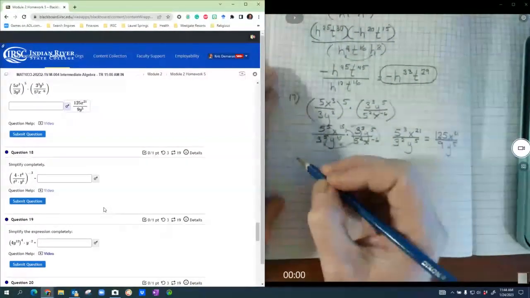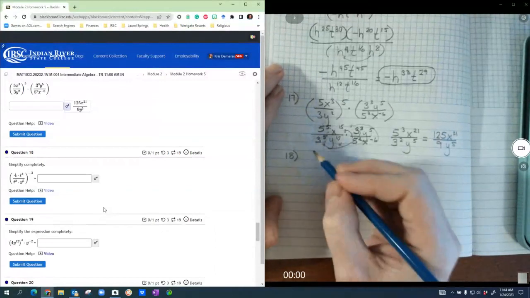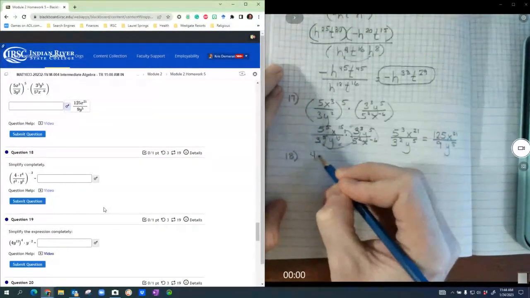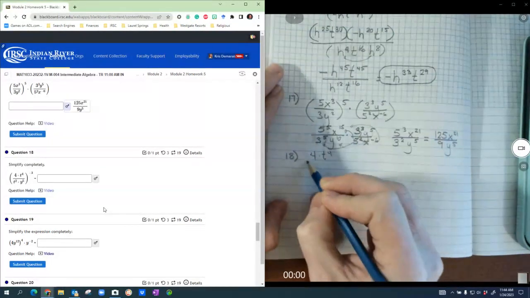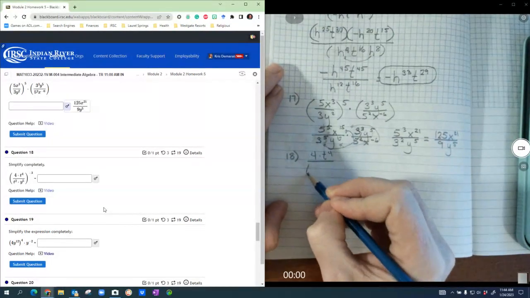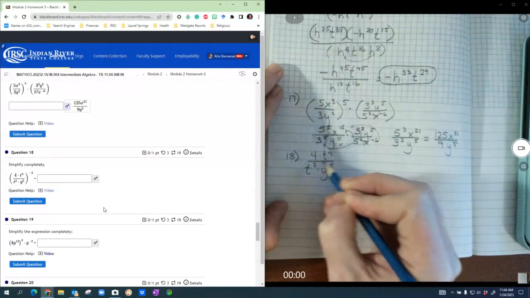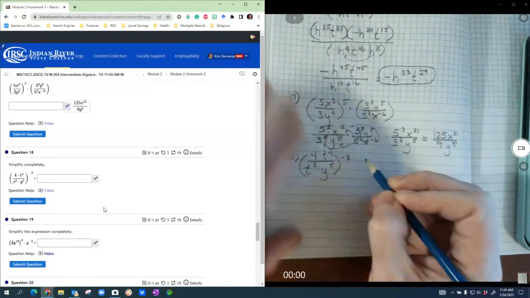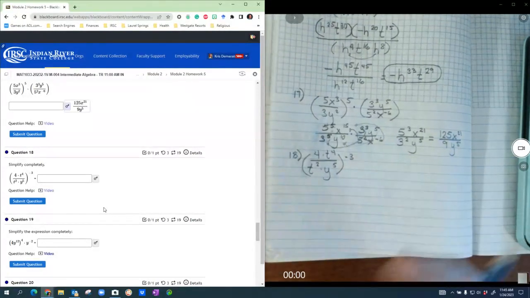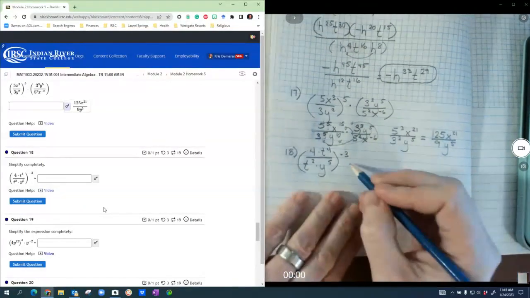Number 18. All right, now 4 times t to the 4th, t to the 2nd, times y. And then you have the -3. Now, there's a couple things you could do with this. I want to show you another strategy.